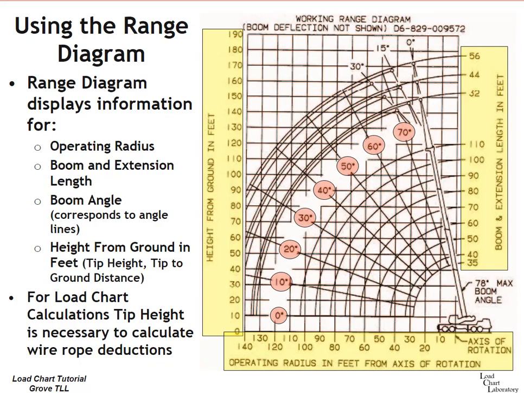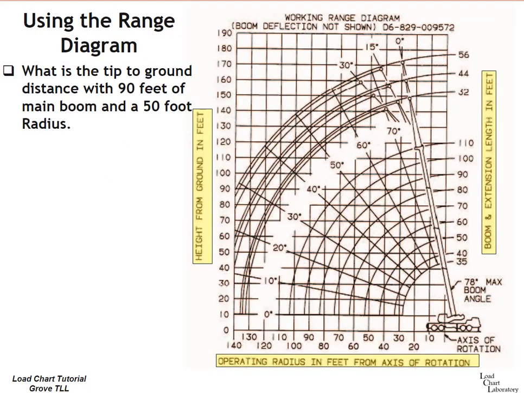That's pretty important. A common mistake made on load chart problems is a miscalculation of the wire rope weight, and that miscalculation of the wire rope weight may be because the range diagram was not interpreted properly and the tip to ground height was incorrect. Let's go ahead and take a closer look. Here's an example. I'll just show you how I use the range diagram.